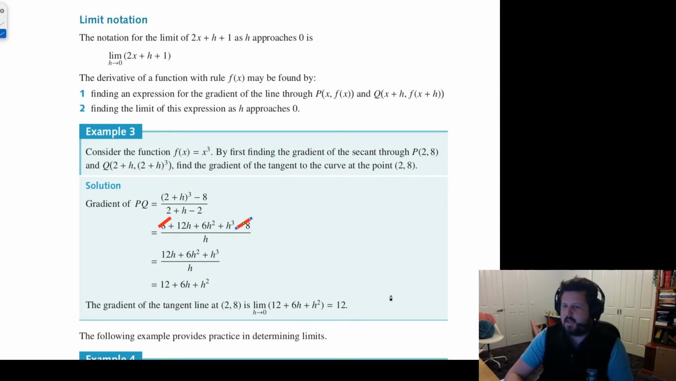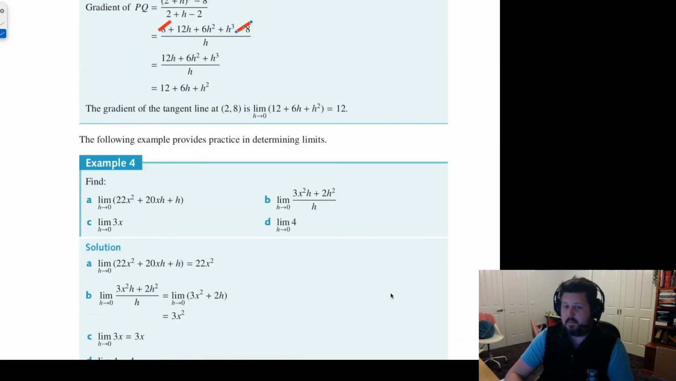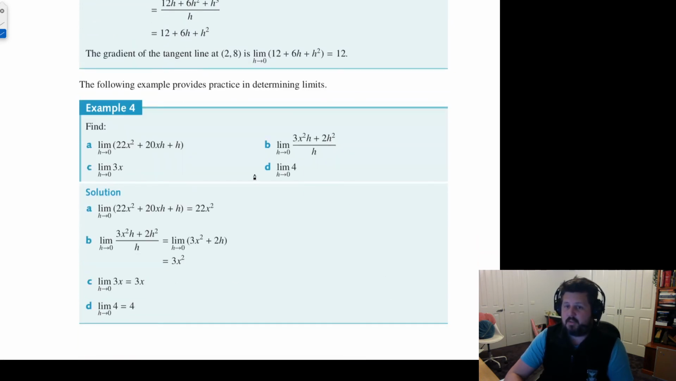Okay. Now, again, here are some examples that will allow you to practice determining the limits. So again, if you're asked to calculate the limit as h approaches 0 for this expression here, really it's just a matter of substituting in 0 where the h is and evaluating that. So if you put a 0 in here, you end up with 22x squared plus 20 times x times 0. And that would become 0 plus another 0. They become 0. You're just left with 22x squared.